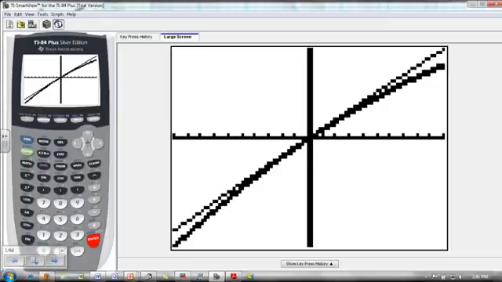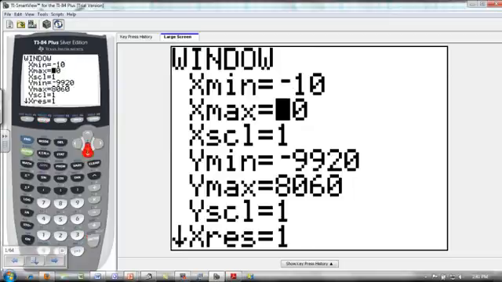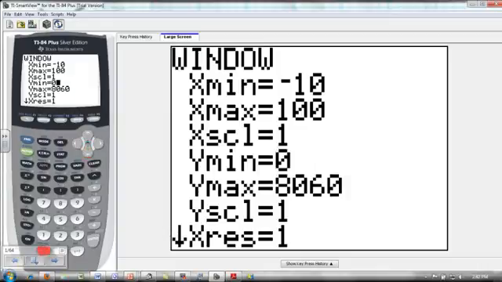Okay. I think we still need to make some adjustments here. I'm going to go to 100 for my x values. No, how about 0? And how about my y scale of about 100 instead of my max 9,000? Sure. Let's try that.